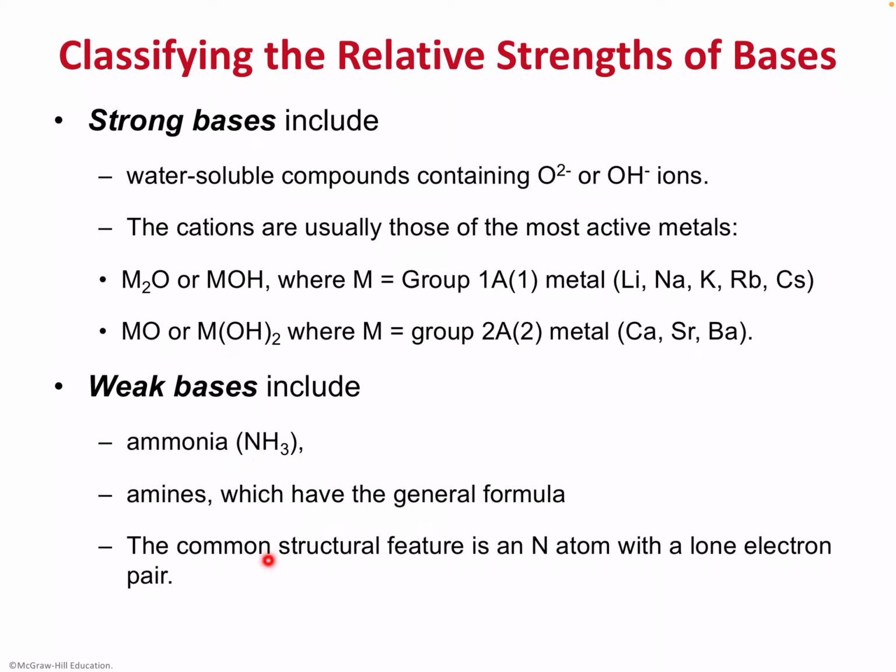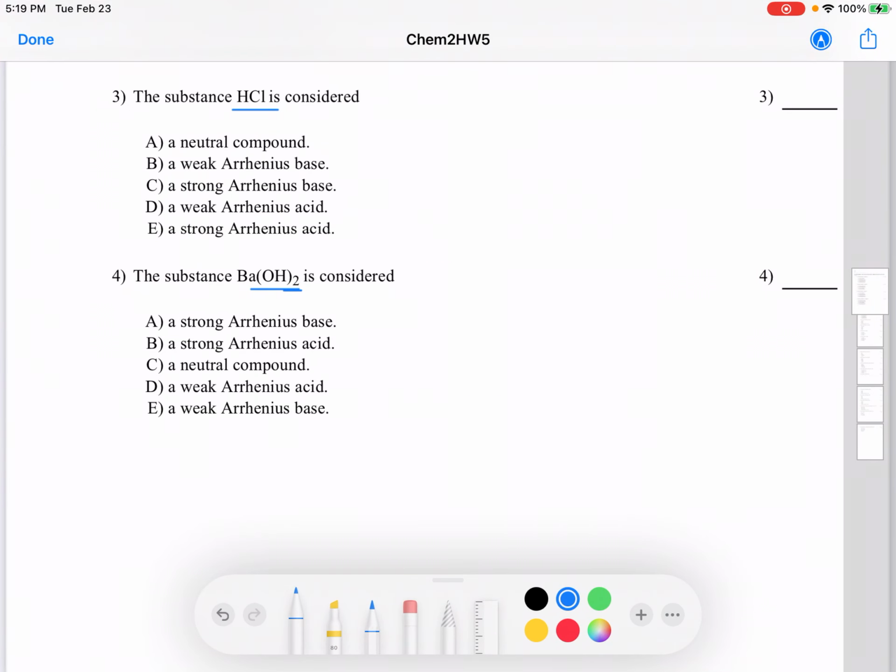Now with that in mind, you can tell me barium hydroxide. Barium is a group 2 metal. Did we have barium as one of the metals that would make a strong hydroxide? Yes, right? Because remember calcium, strontium, barium, and their hydroxides are strong bases. So you can come to the conclusion that it is a strong Arrhenius base. Okay.